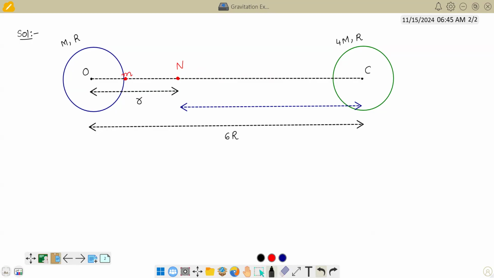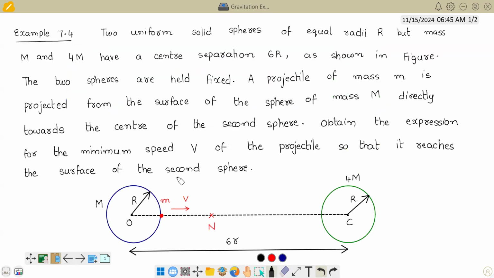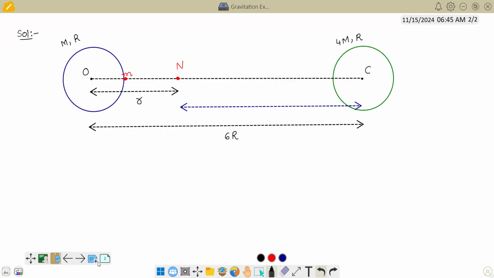So based on this, since the question is all about finding the minimum speed, we have to make sure that our mass somehow crosses this null point. Once our mass crosses this null point, the gravitational force due to the other mass would slowly pull it and our mass would go in this direction. Now first let us find the position of the null point. So the first step would be finding the location of the null point.